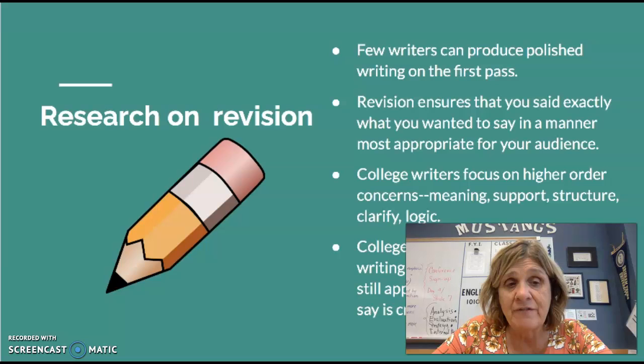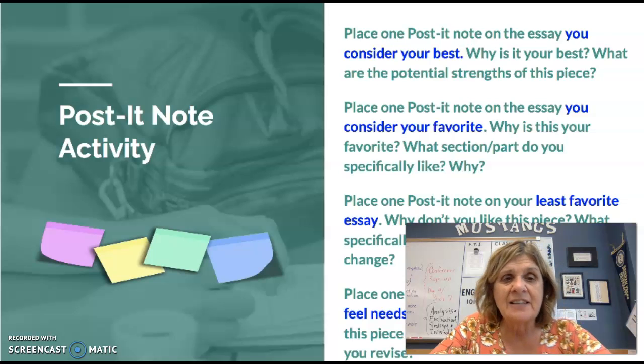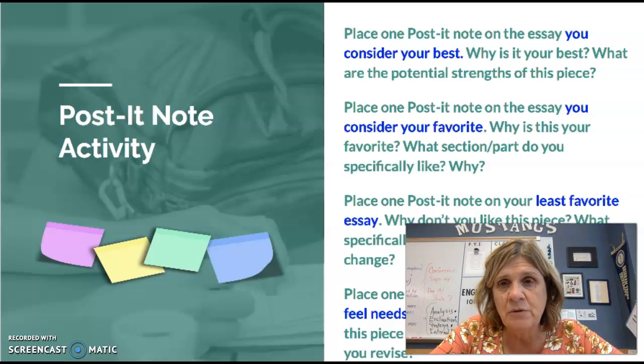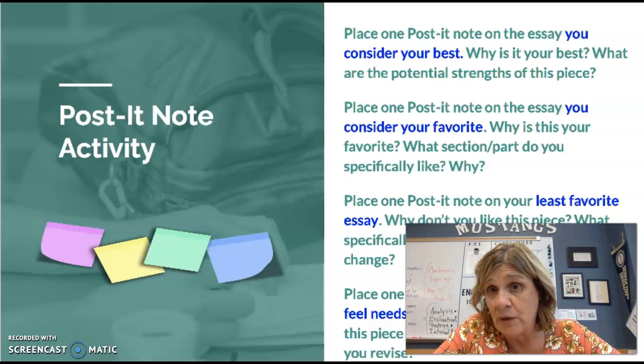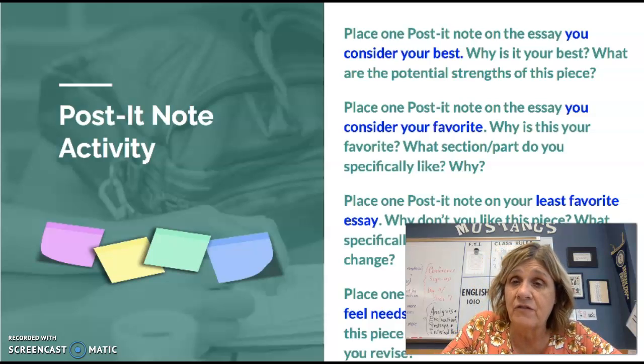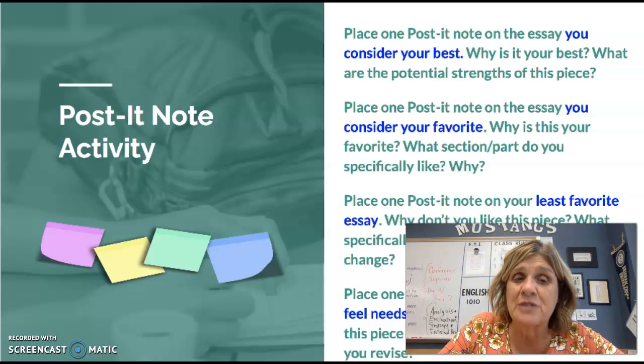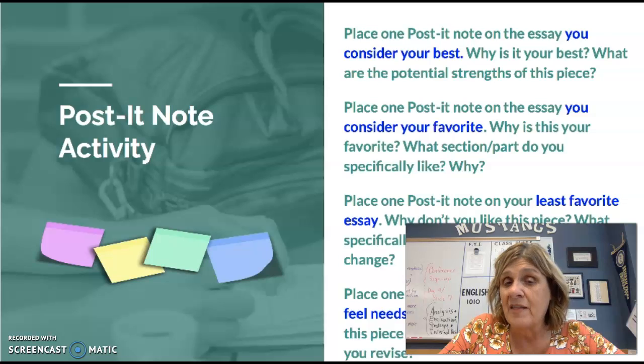Here's some additional information. Please read these bullets about revision as well. On this activity, you're going to grab some more sticky notes, and it's pretty self-evident. You're going to pick which essay you consider your best work, and write why that essay is the best of all of them and put it on that response.